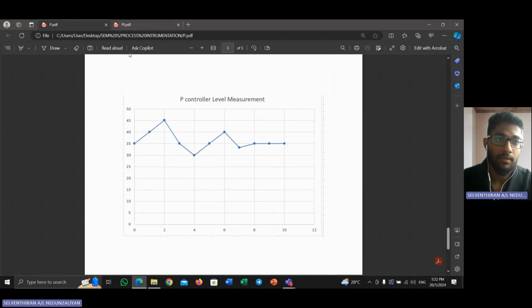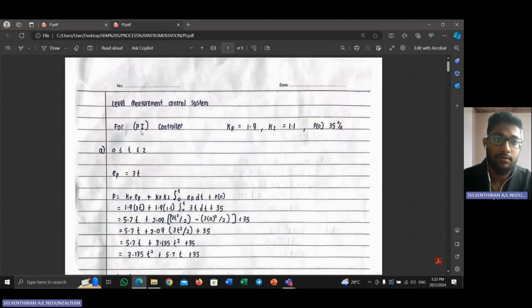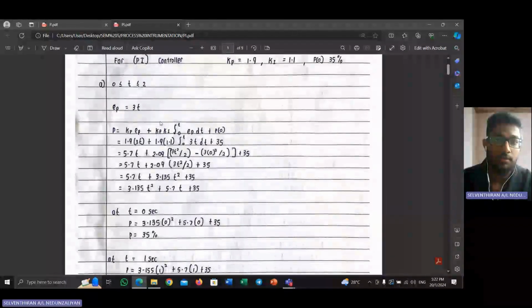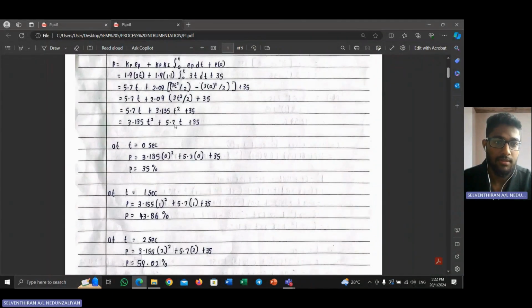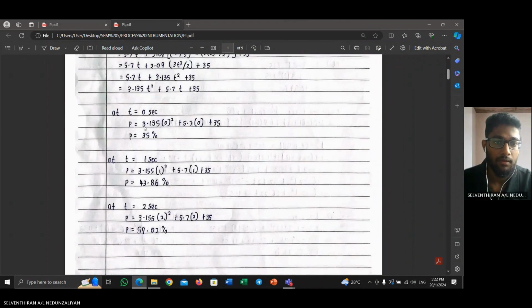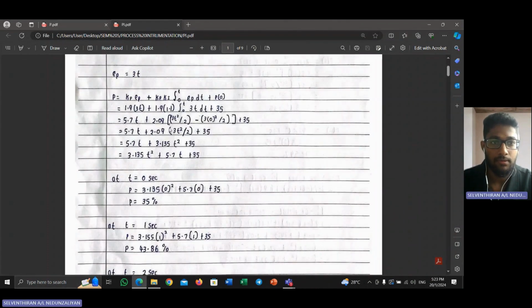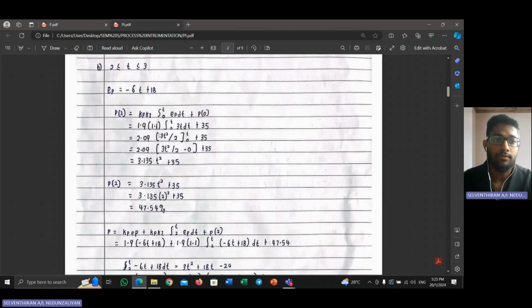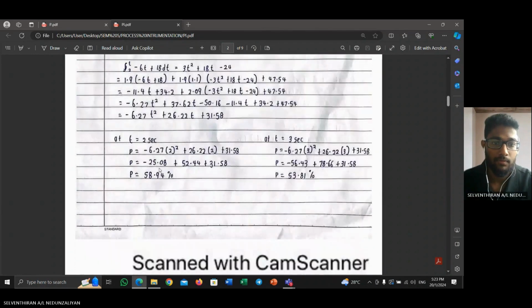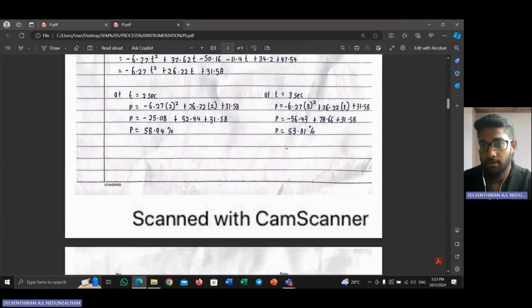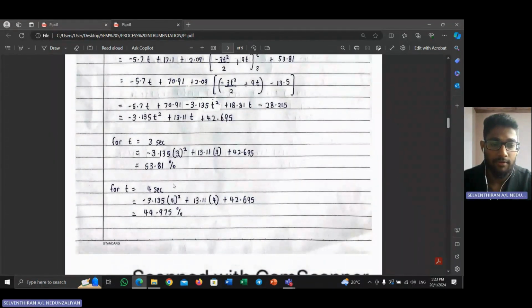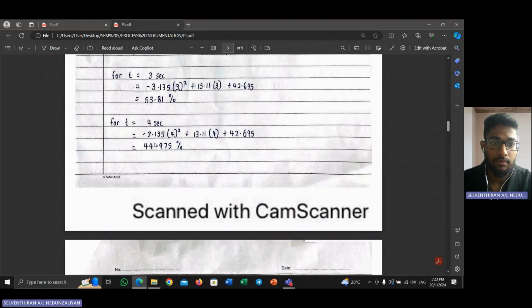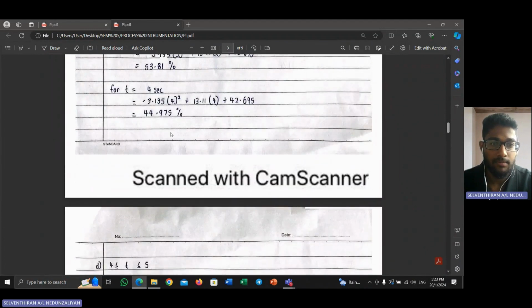And then next is the PI controller for the level measurement. So here is the calculation. For 0 to 2 seconds, we can see here the EP value that is used from the previous one. Then we do it for 2 to 3 seconds. For 3 seconds, we get 53.81 percent. The same we get here, so the value doesn't change. For the 4 second it is also the same, 44.97 percent.